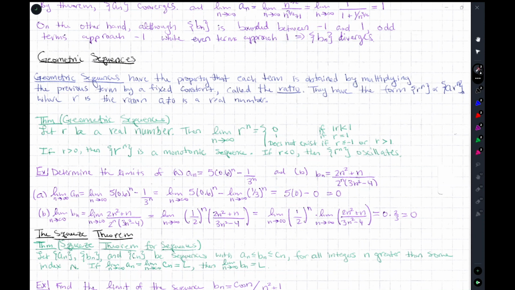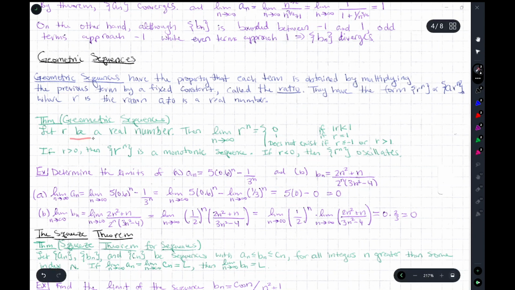Well, let's take a look at a special type of sequence called the geometric sequence. Geometric sequences have the property that each term is obtained by multiplying the previous term by a fixed constant called the ratio. So basically they have the form a r^n, because each term takes the previous term and multiplies it by r, where a does not equal 0 and is a real number, and r is a real number, okay? A can be this sort of fixed factor in the sequence, okay?